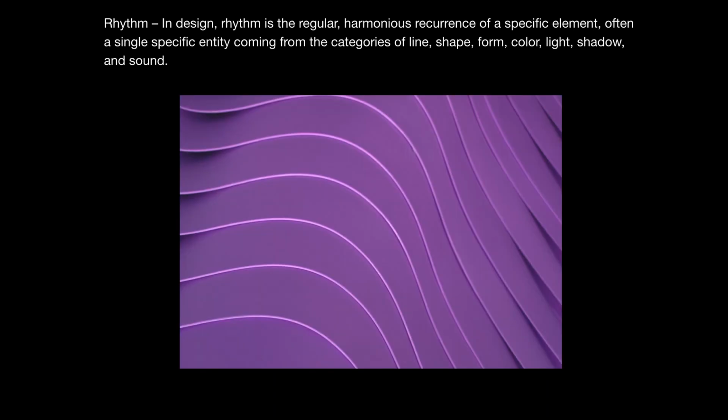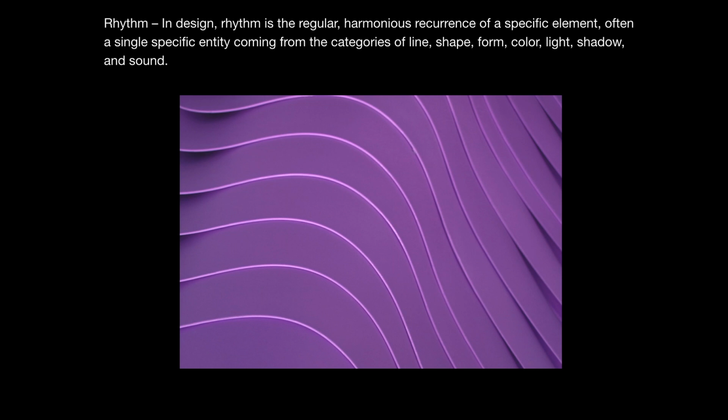Moving on to rhythm here. So we've seen how repetition can work, but how does rhythm play into this? Well, in art, in design, rhythm is the regular harmonious reoccurrence of a specific element, often a single specific entity coming from the categories of line, shape, form, color, light, shadow, and sound. So rhythm is directly tied to repetition, or rhythm is caused by repetition, but not all repetition has rhythm, if that makes sense. And when we study visual imagery, when we study the arts, we can almost find rhythm in any image, right? We can look at the style, the technique, brushstrokes, colors, and patterns.